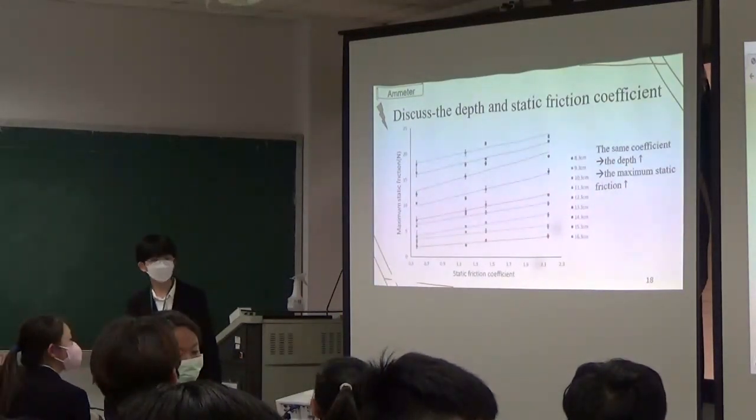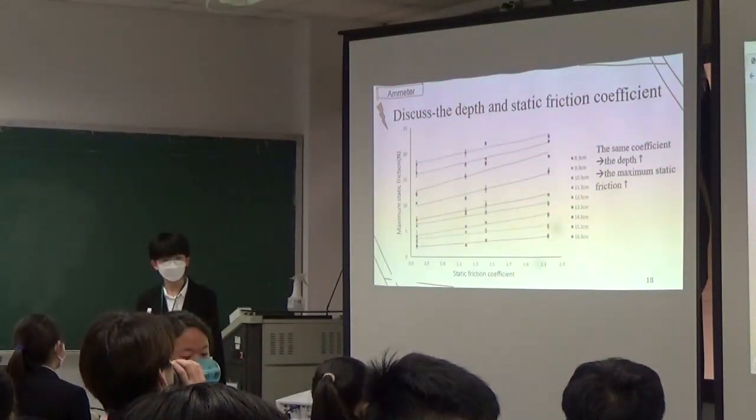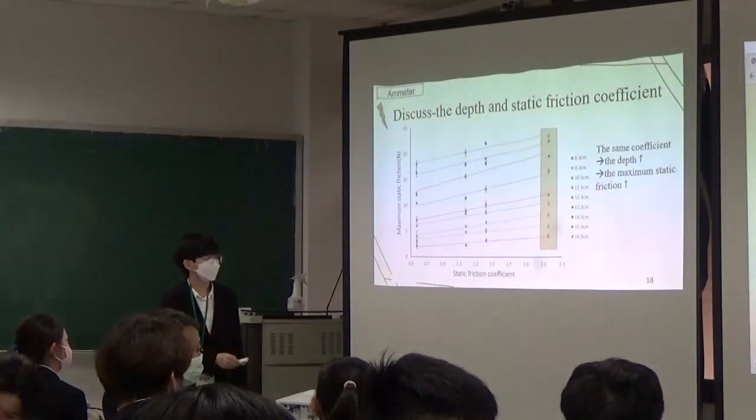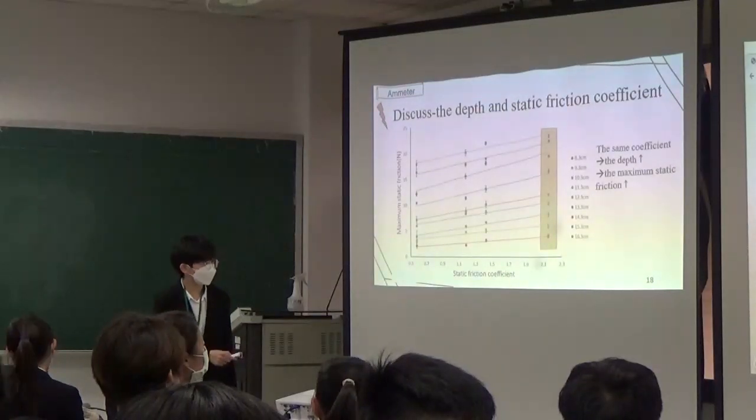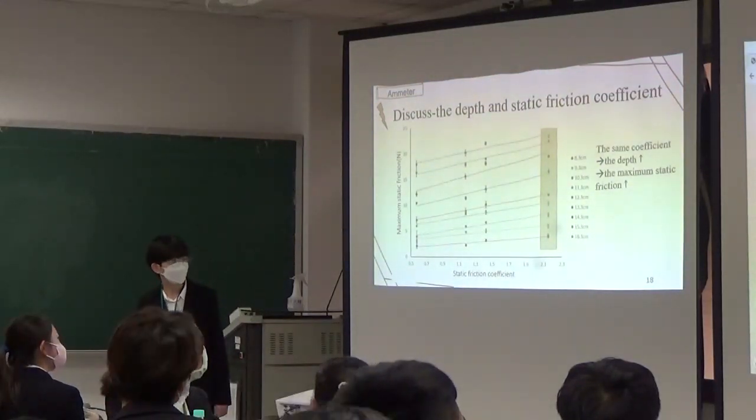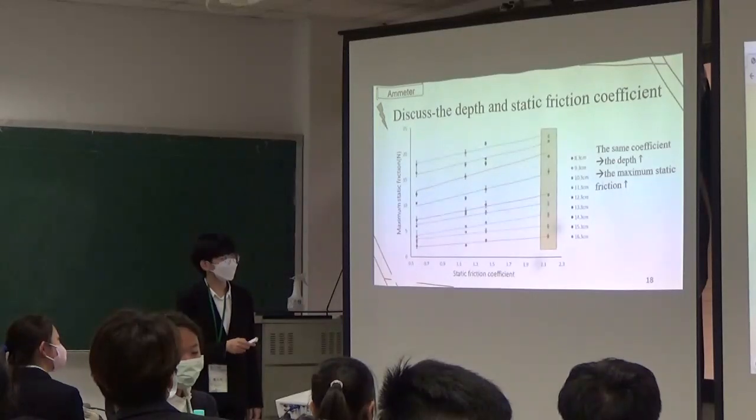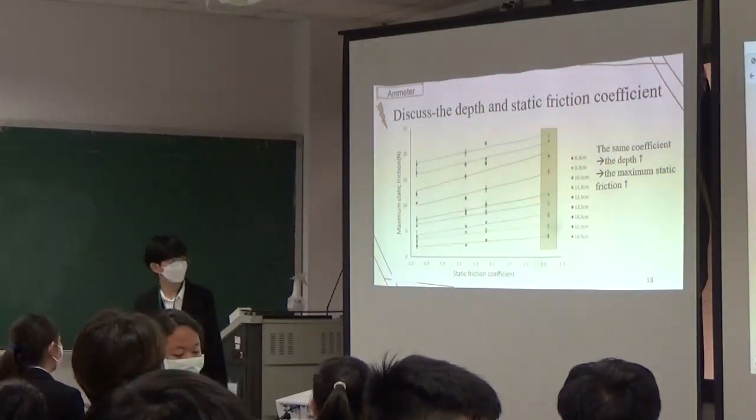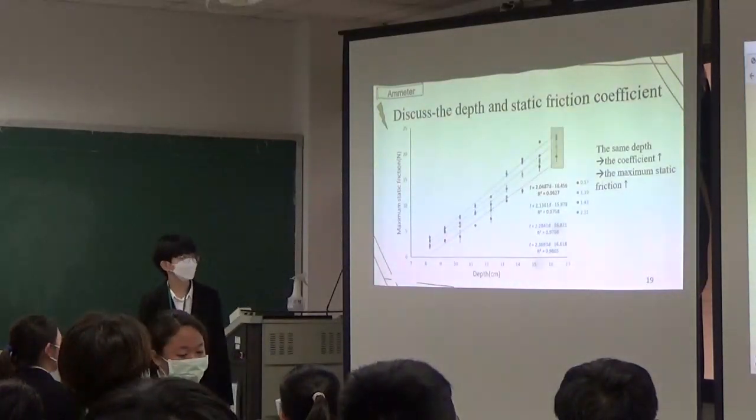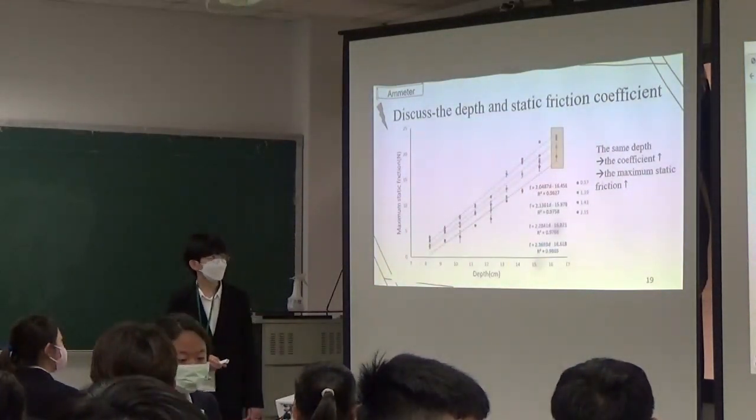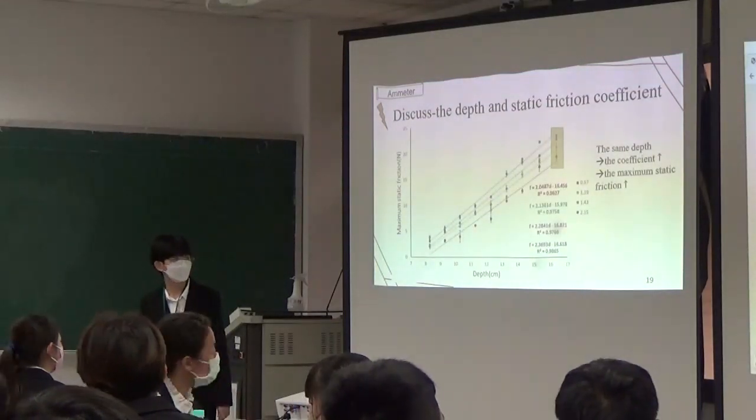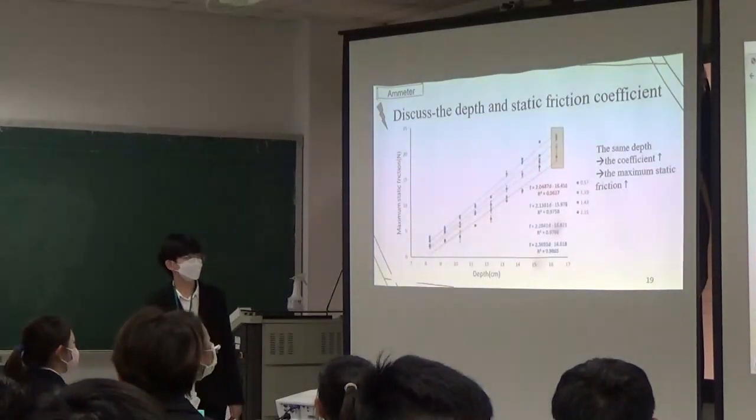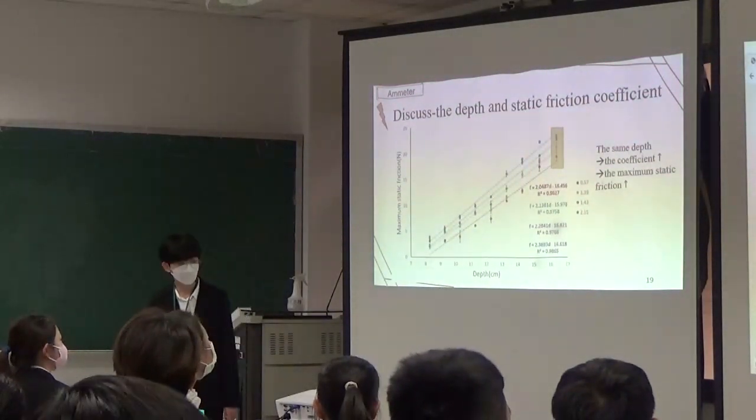And this graph combines the depth of immersion and the static friction coefficient. So we focus on this line. This line means the same coefficient. So you can see when the depth of immersion increases, the maximum static friction also increases. And we focus on this line. This line means the same depth of immersion. So you can see when the static friction coefficient increases, the maximum static friction also increases.